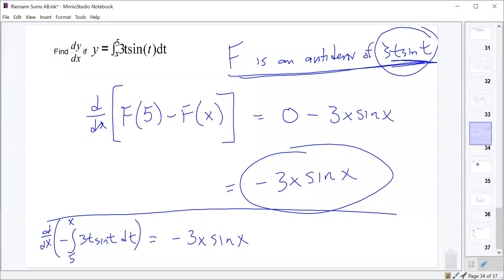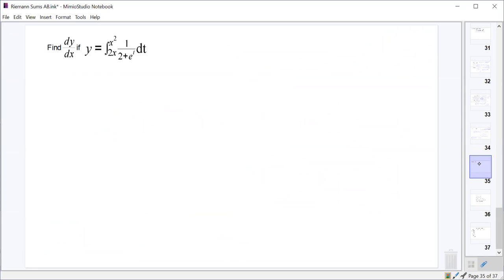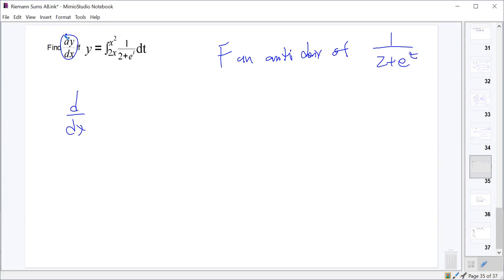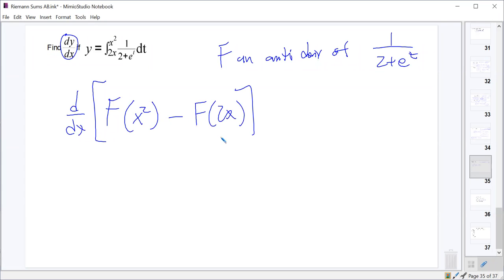All right. Let's do one more of these. What should we do to start? Set it up with the capital F's. All right, so let's call capital F an antiderivative of 1 over 2 plus e to the t. And we can set this up now as a derivative, because that's what we're asked to do, find the derivative of capital F of x squared, minus capital F of 2x. Good. Everybody good there?